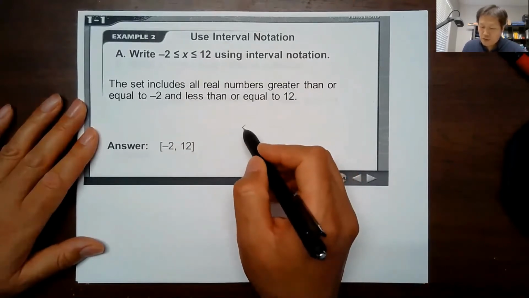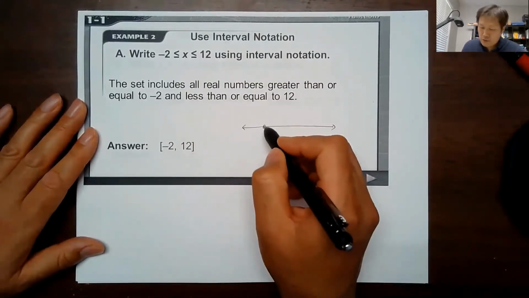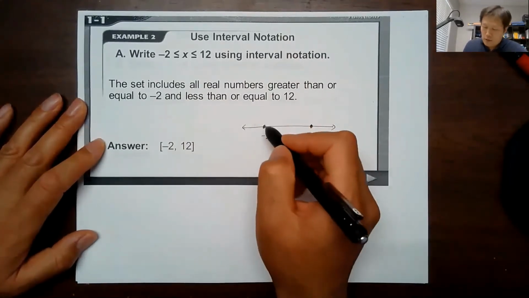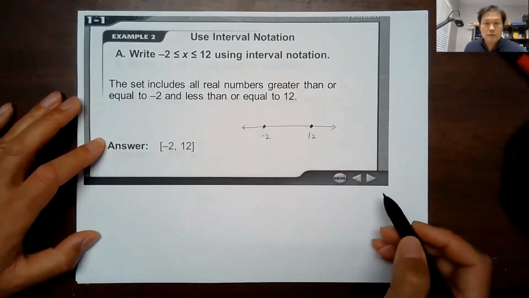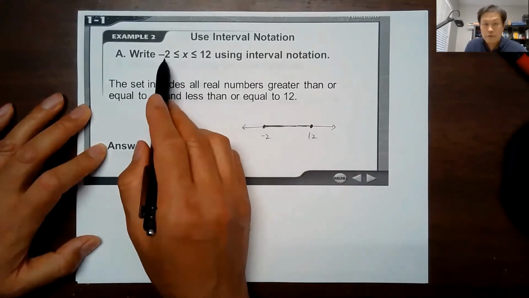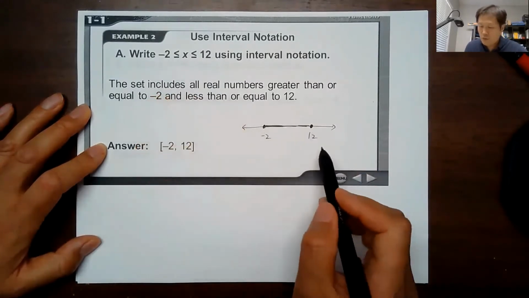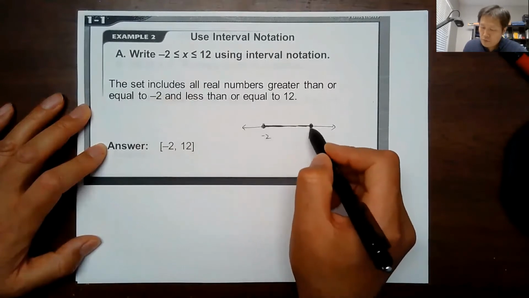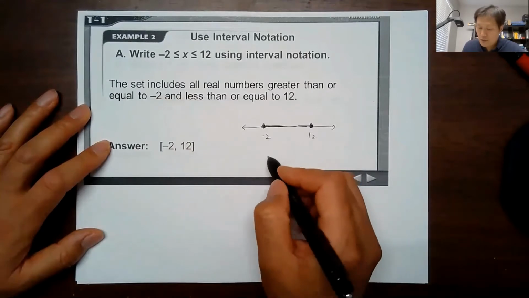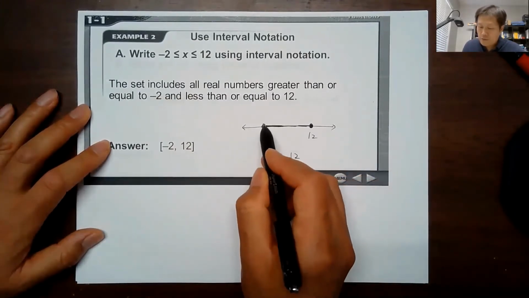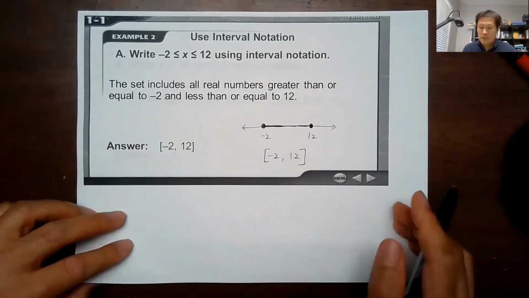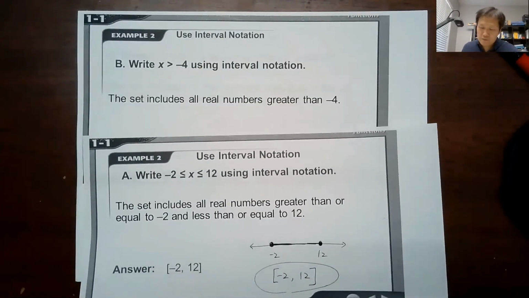So if you express on a number line -2, 12, and as you can see, I made solid dots. It's between -2 and 12. So x is greater than or equal to -2, less than or equal to 12. So you can just write it as -2 to 12. And if you have a solid dot, bracket. So that's interval notation.